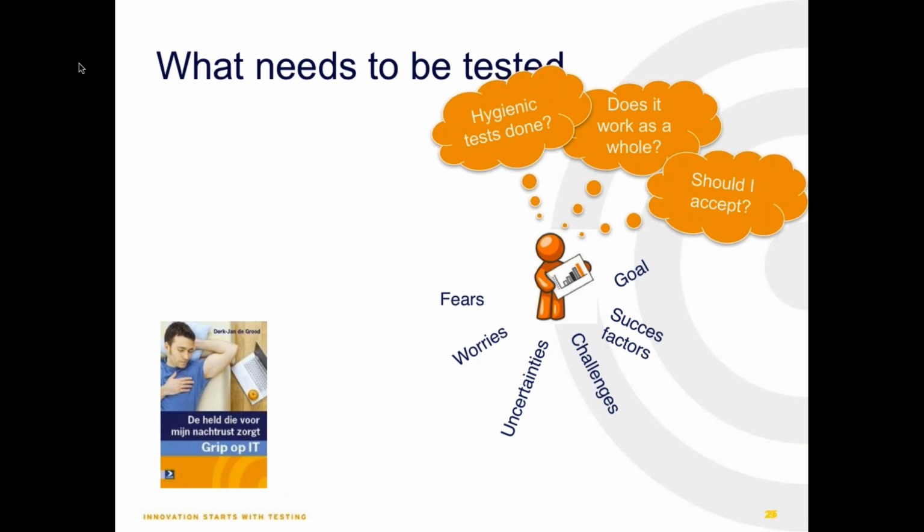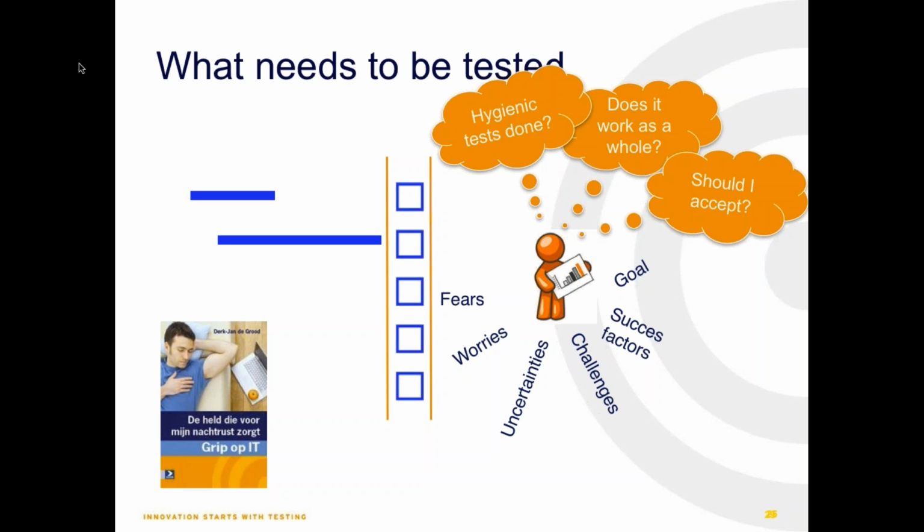So if you're talking about what needs to be tested, I think I wrote a book in 2011 which is called The Hero That Guides My Nightly Rest, if you translate it, to get a grip on IT. I say there are stakeholders that have fears, have goals, have challenges, and we need to find out what they find important, what comforts them if we do the tests, because they need to accept, so they have questions, and if we can answer those questions, they can accept it with ease, with comfort.